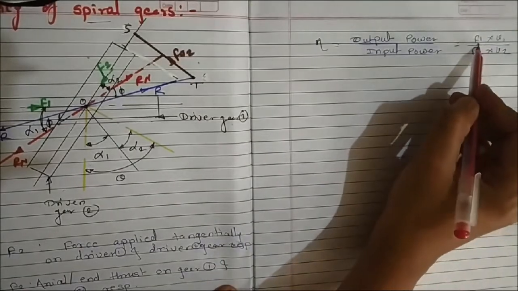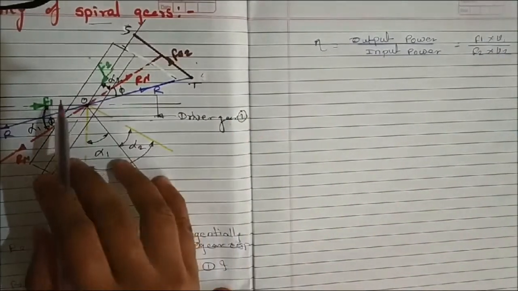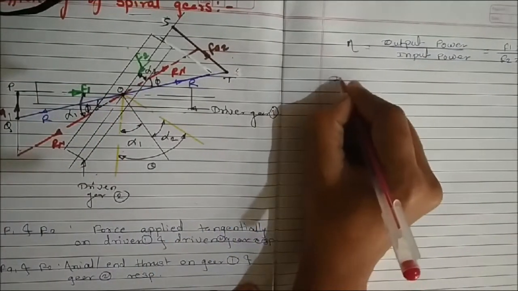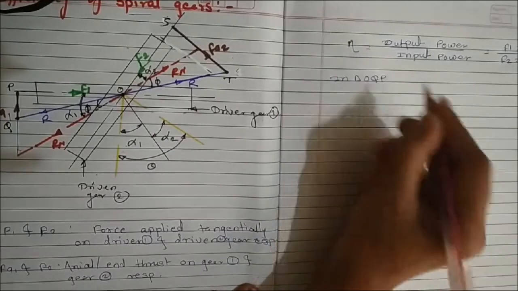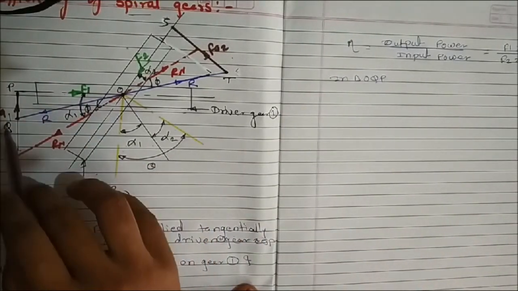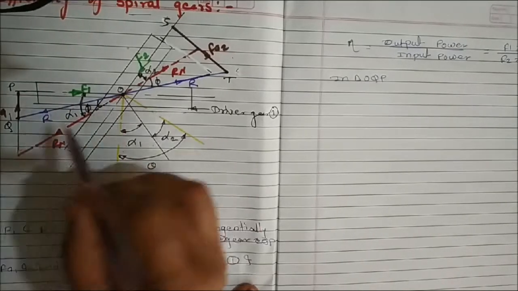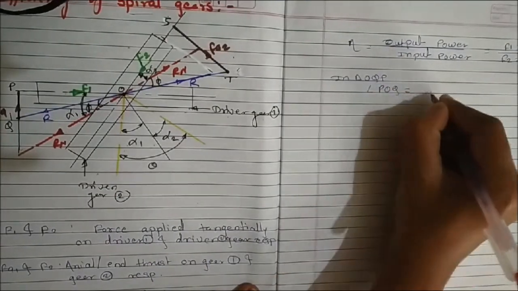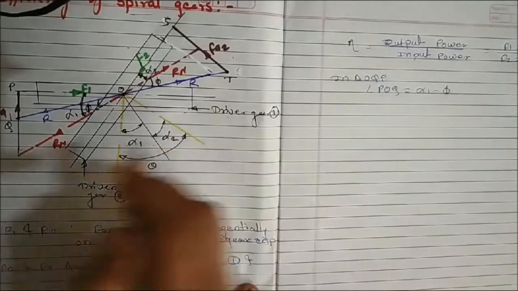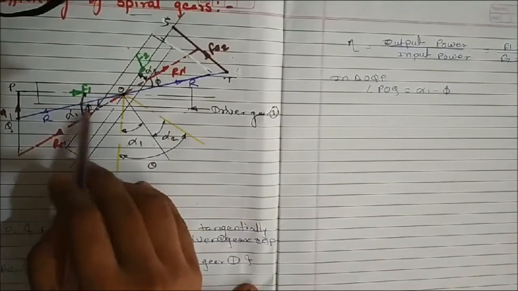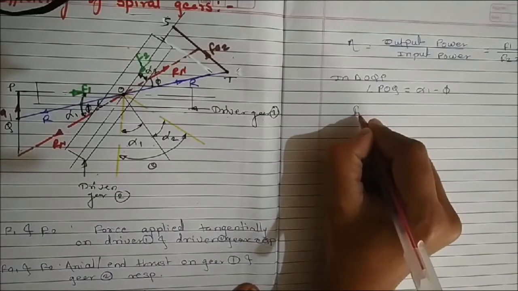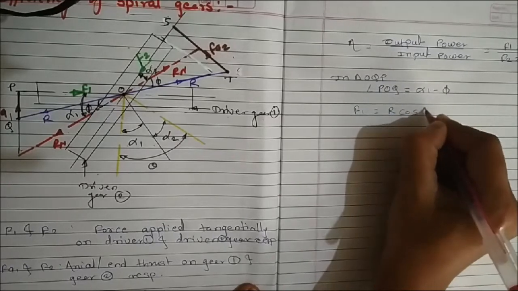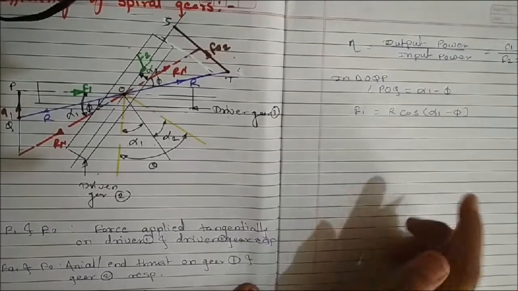Now let's derive the equation for F1. So F1 in terms of R, in triangle OQP. In triangle OQP, the angle POQ is alpha 1 minus phi. So angle POQ is equal to alpha 1 minus phi, and this F1 is the adjacent side and R is the hypotenuse. So what we get is F1 is equal to R cos of alpha 1 minus phi.